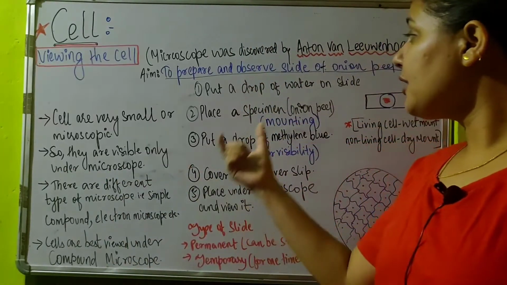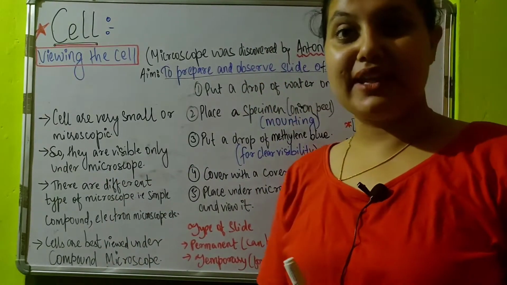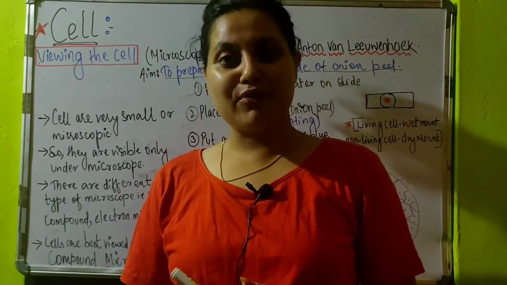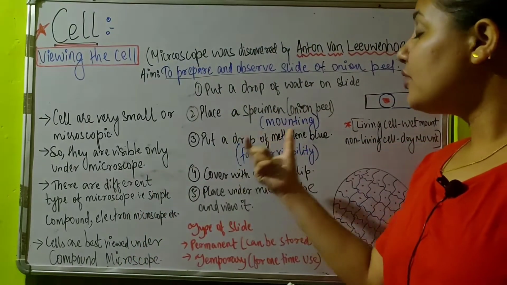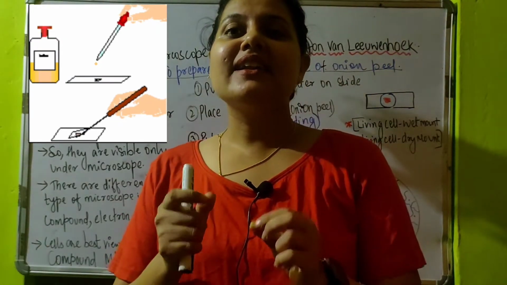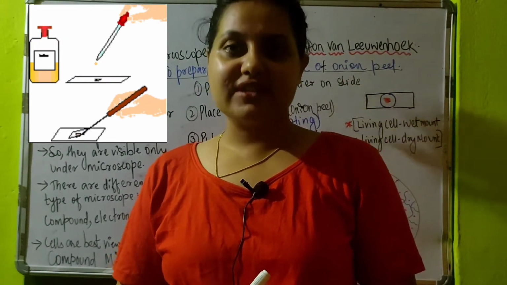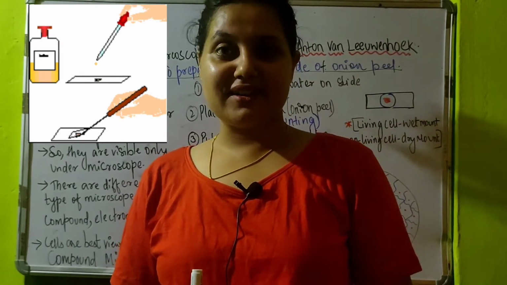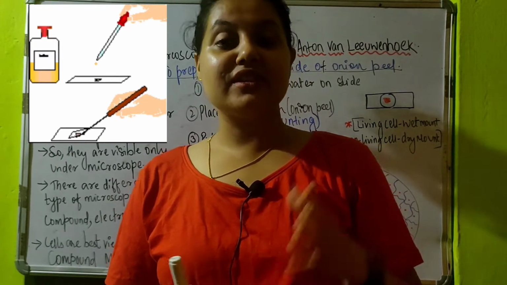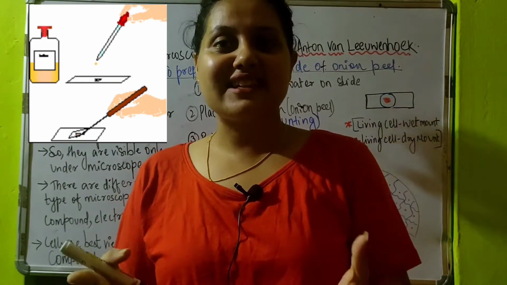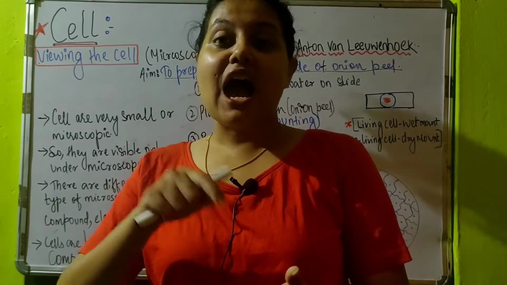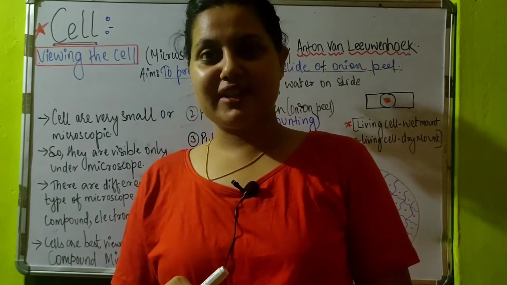Okay, and then what we do, we are placing a specimen, that is onion peel. Placing a specimen on a glass slide is known as mounting. And then we put a drop of methylene blue. Methylene blue is a coloring agent, which gives color to the cell, because our cell is colorless. Only when we put a drop of a coloring agent, which is known as a dye or a stain, then our cell will be visible to us under the microscope.